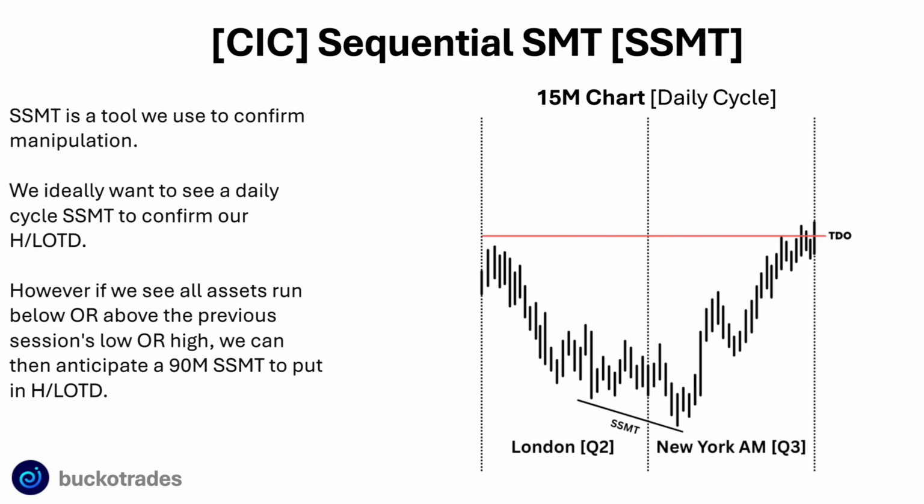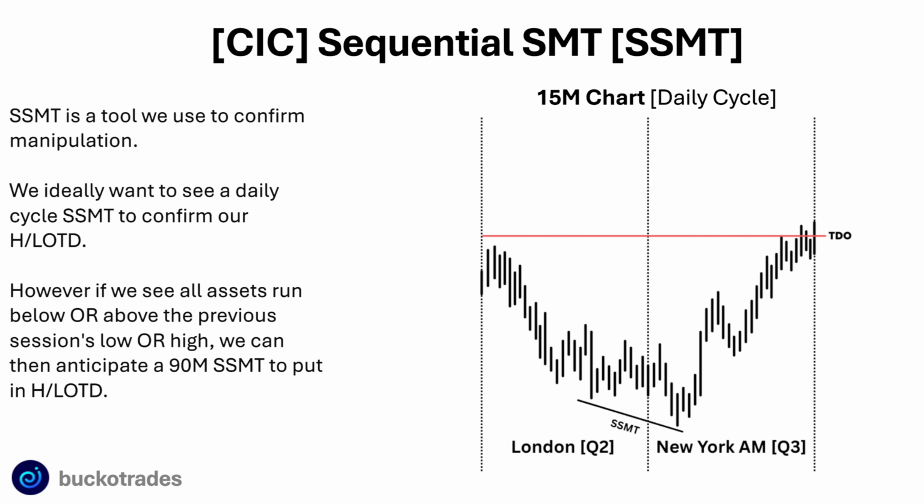However, if we see all assets run below or above the previous session's low or high, we can then anticipate a 90-minute SSMT to put in high or low of the day. As you can see on the chart on the right, we're on the 15-minute chart viewing the daily cycle, and the daily cycle is designed to capture the daily range, which is what we're trying to trade, that daily candle. Whenever we see an SSMT put in, for example, between Asia and London or London and New York AM, we can then anticipate that to be high or low of the day.